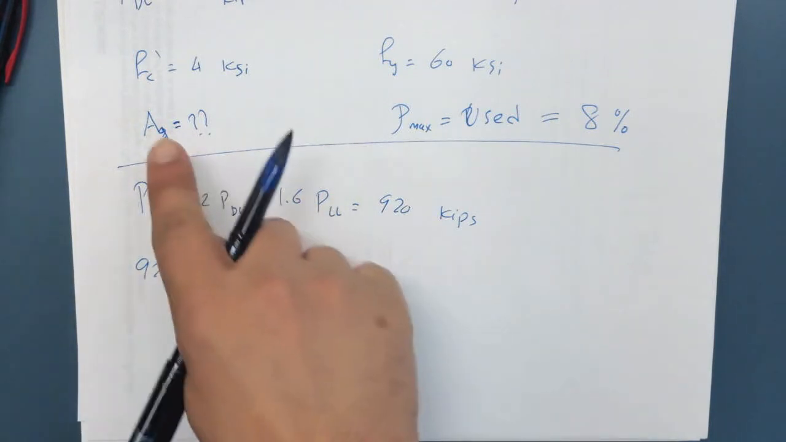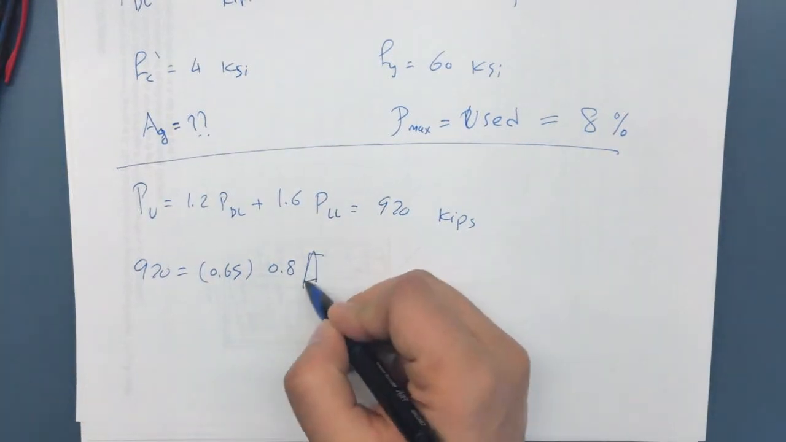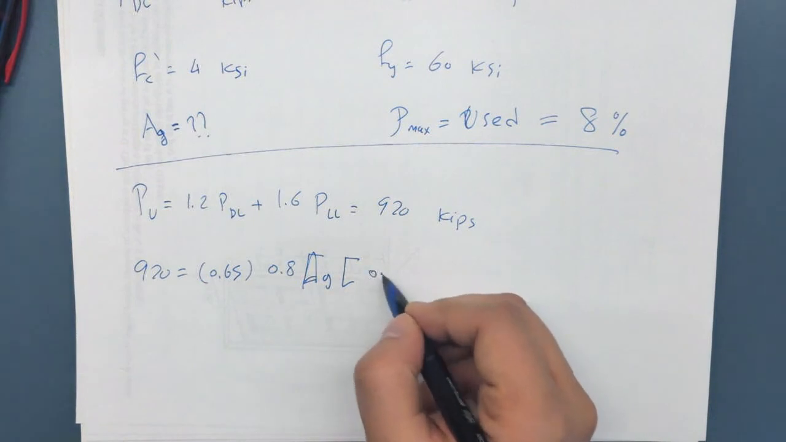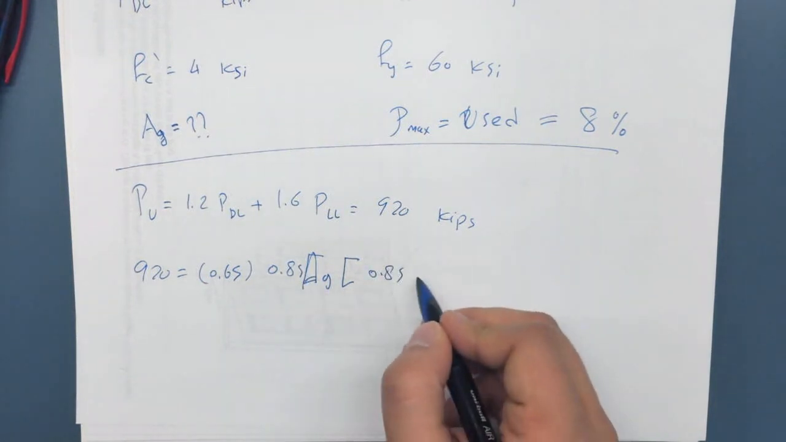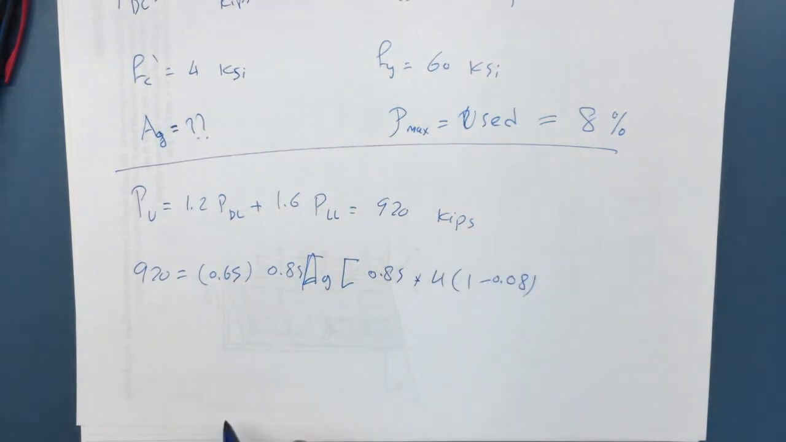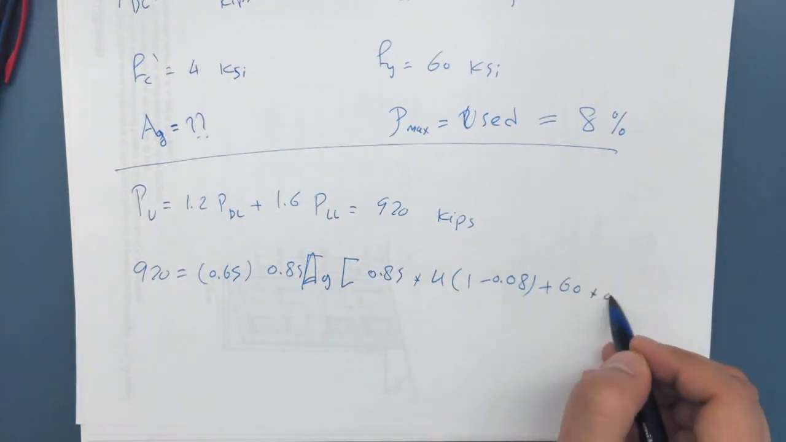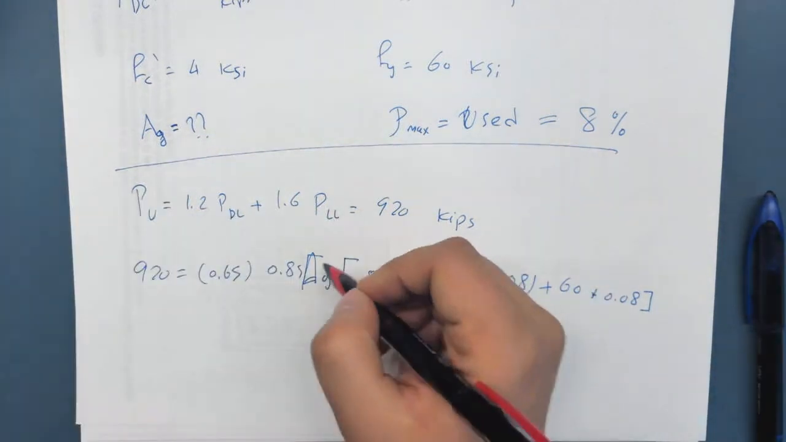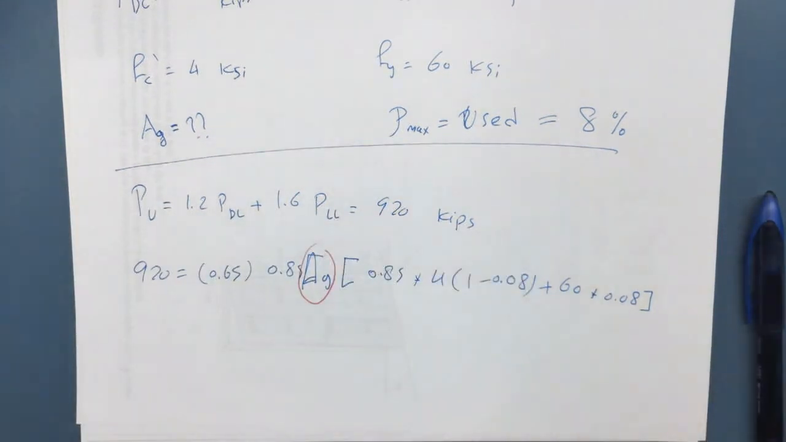And we don't know what is the area of the concrete section, so Ag. So this is here 0.85, 0.85, fc prime, which is 4, times 1 minus rho, multiplied by the yield stress multiplied by rho. And from here, the only thing that you don't know is the area of the concrete section, which turns out to be 210 inches squared, so the answer is actually B.